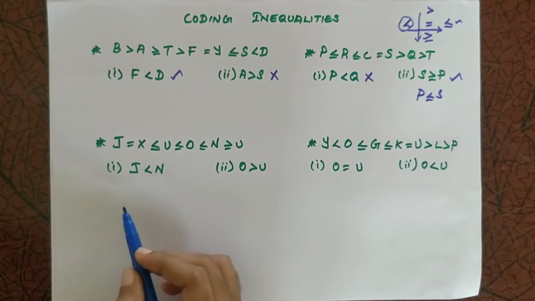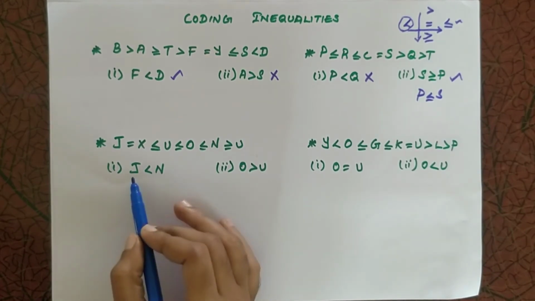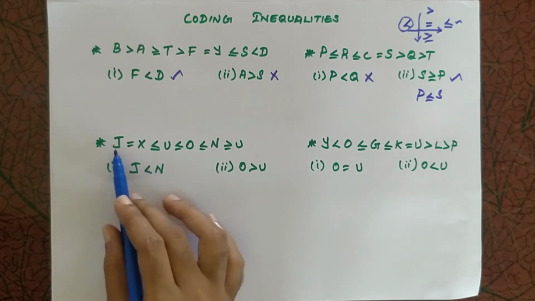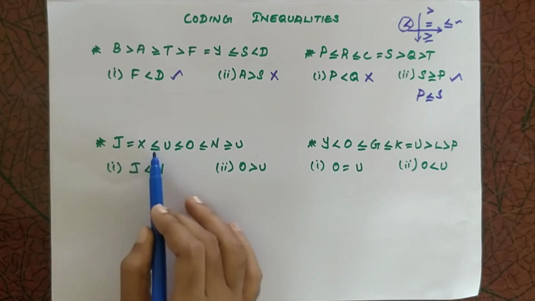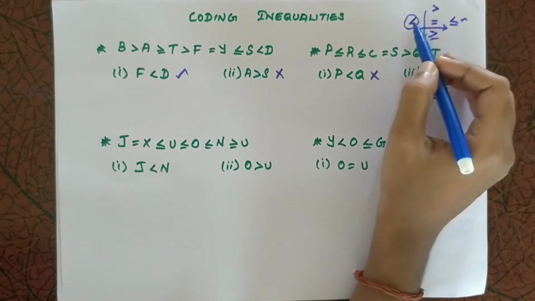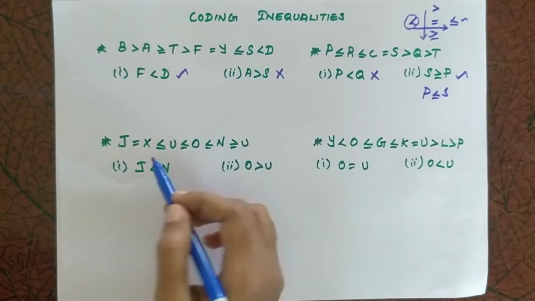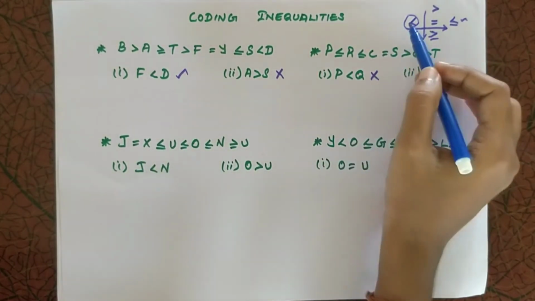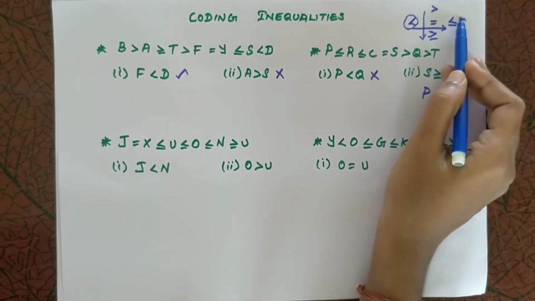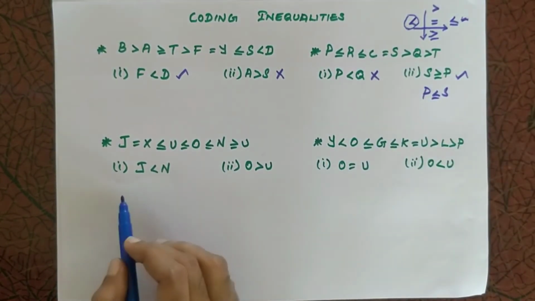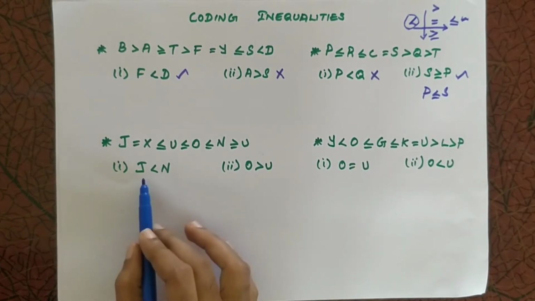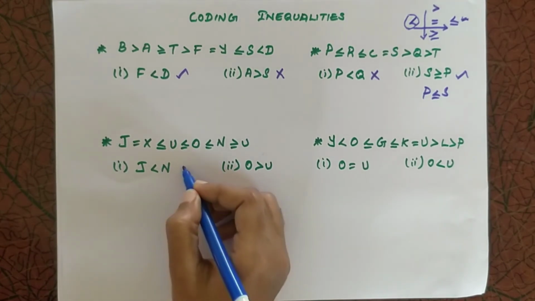Now let's see this example. Here the first conclusion is given as J less than N. If you see J and N, we have equal to, less than or equal to. So equal to and less than or equal to are on the same line, but we don't have the less than symbol in between these 2 alphabets. So we should not consider less than. By comparing equal to and less than or equal to, we have to consider less than or equal to. So in this conclusion, we should have J less than or equal to N. But here they have given us J less than N, which is not correct.